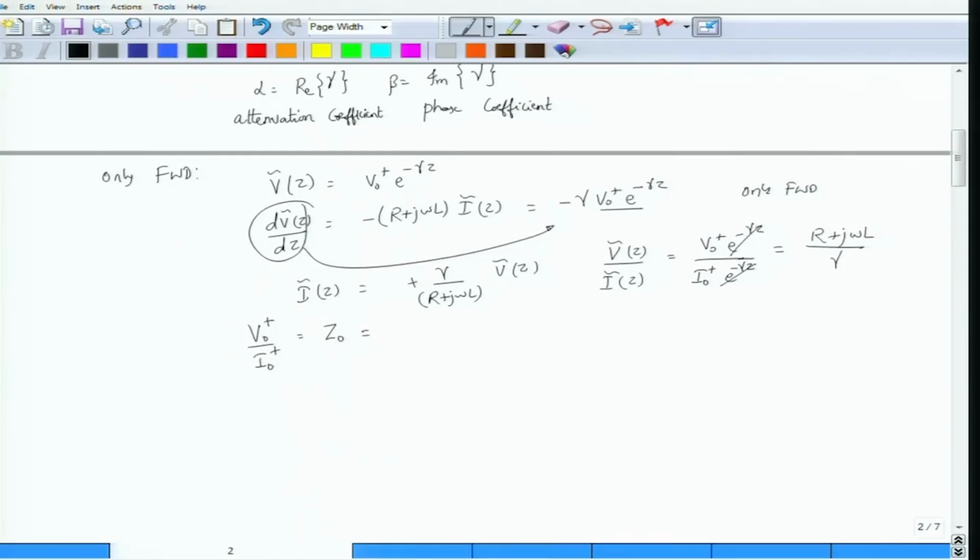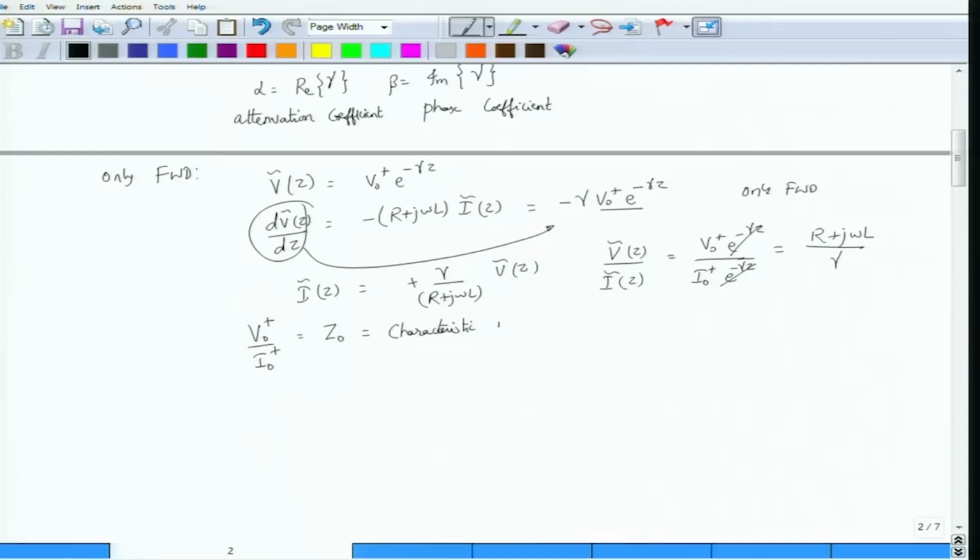This impedance is a characteristic of the line because it depends on the parameters R, L, G and C, which further depend on the geometry of the transmission line, because L for a coaxial cable is different and L for a two wire line is different. C for a coaxial cable is different, C for a two wire line is different, which is again different from a microstrip line. So, this ratio is called the characteristic impedance.